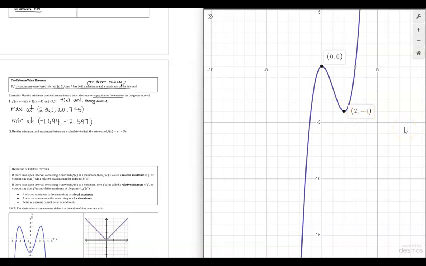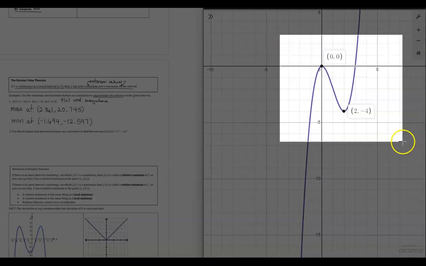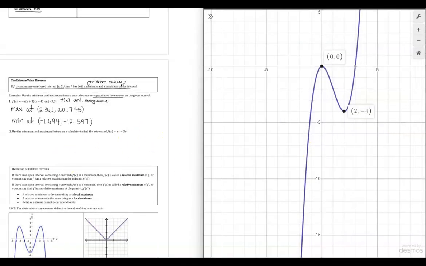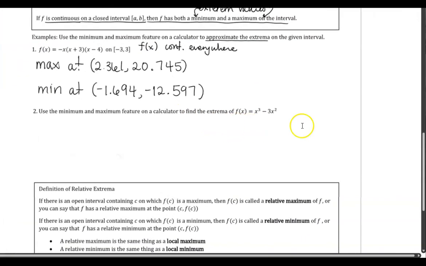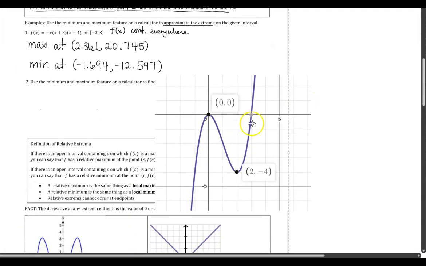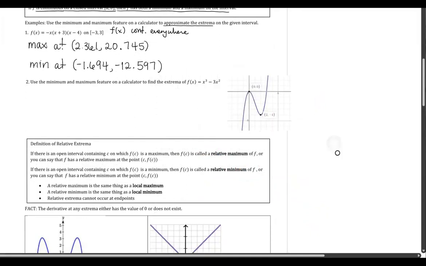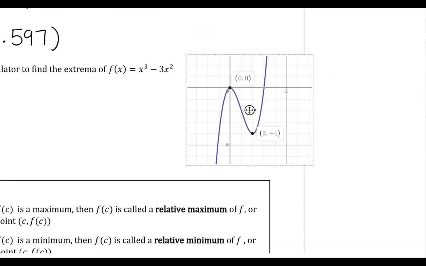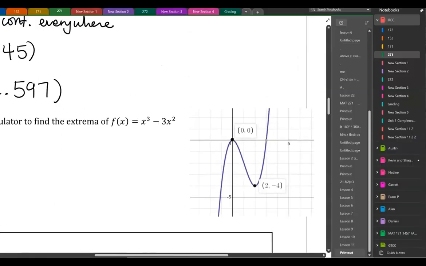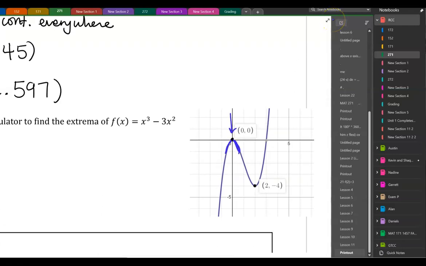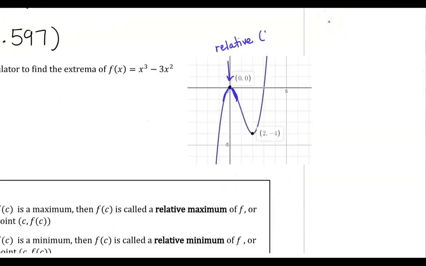Now, when I use the terms relative maximums and relative minimum, what I mean is that the graph at those points is extreme relative to the points near it. So when we look at what's happening at 0, 0, this point right here is higher than all of the other points on the graph that are surrounding it. It's higher than all the points around here. So this point 0, 0, you could also call it a local maximum.